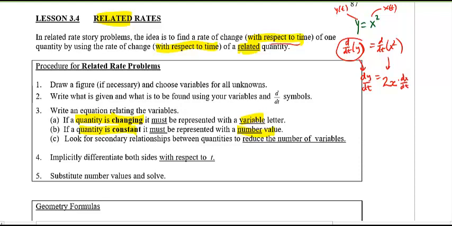And this last part here sometimes comes in handy when you look for secondary relationships between quantities. Sometimes you're going to have 3 or 4 variables in this equation. That's way too many for us. So look for a secondary relationship that helps us minimize the number of variables, hopefully to 2 or maybe 3 at most. And then the key thing, once you've done all that, is to implicitly differentiate both sides, the stuff we learned last day.